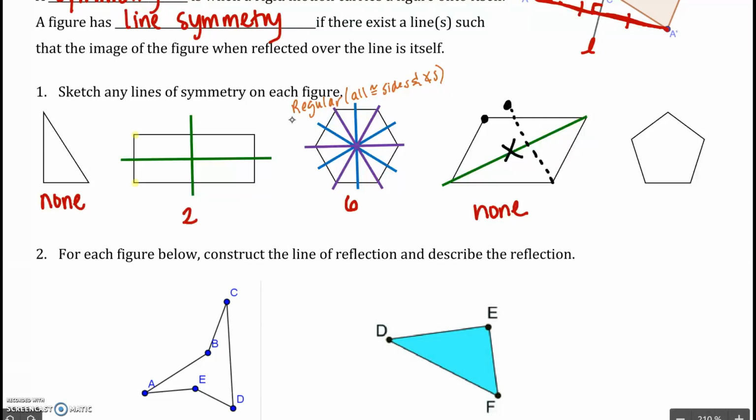This doesn't work. Right? And then finally, if this is a regular pentagon, I could bisect the angle, which is also the perpendicular bisector of the side, and this one, and this one, and this one, and this one. And so they perfectly cut each shape in half. They fold them perfectly, and so there are 5 here.